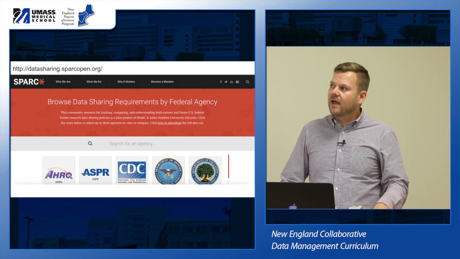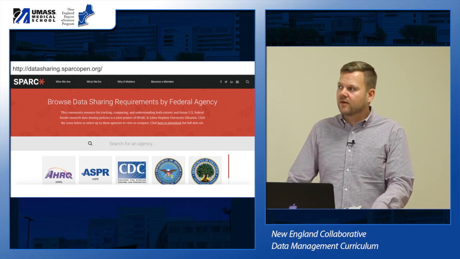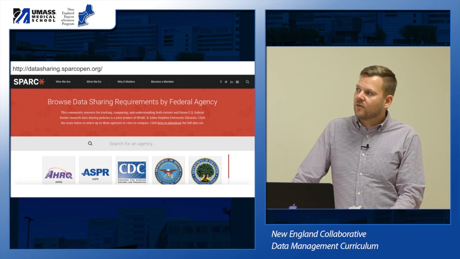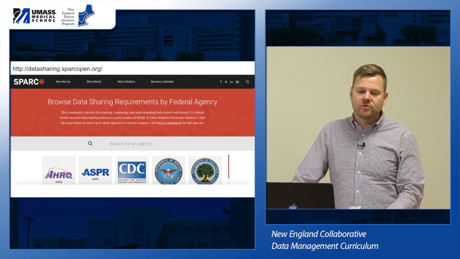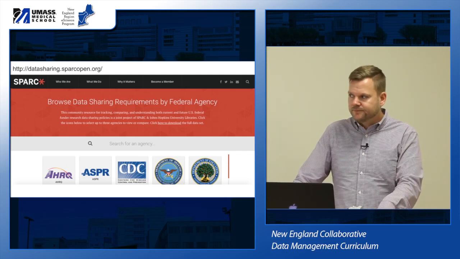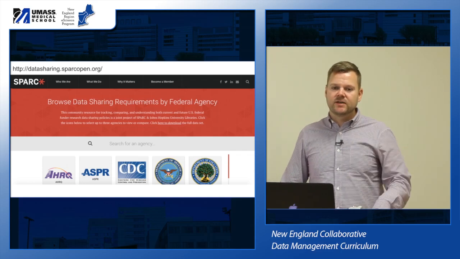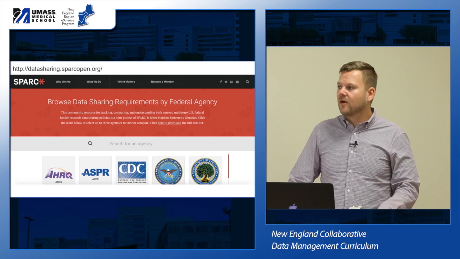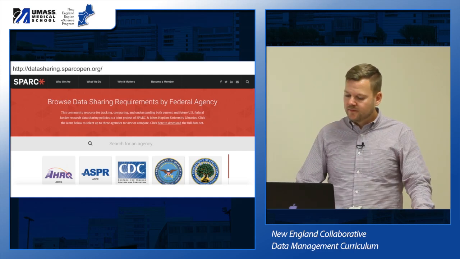And I think as of April this year, 16 federal funders have come up with their public access plans. This particular website allows you to go in and look for the funder that you're interested in, and you can see what their public access policy is concerning data sets or publications.